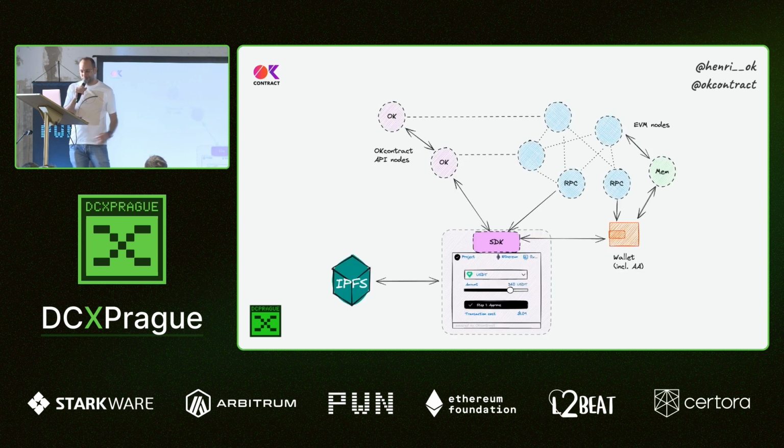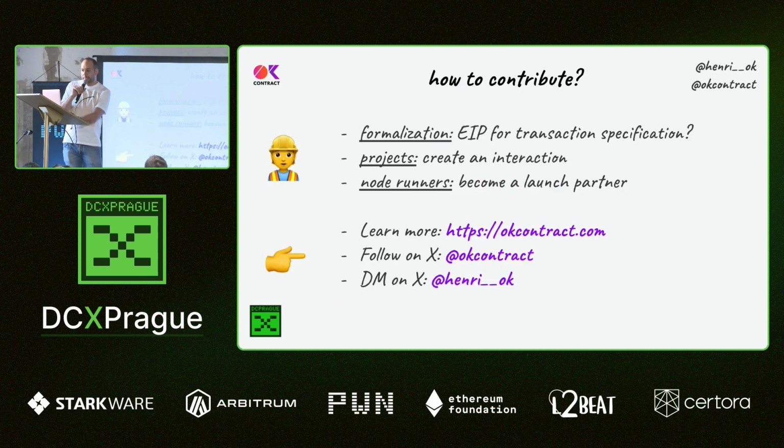So just to sum up, the architecture that we discussed today will build front ends and store the artifacts on IPFS just as we do today to decentralize front ends properly. And that will give a user interface which includes the OK Contract SDK. And the OK Contract SDK automatically manages the connection to the RPC node, to wallets, and of course, to the decentralized API nodes of the OK Contract protocol.